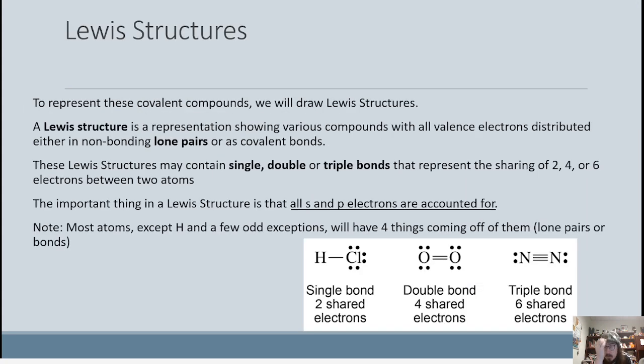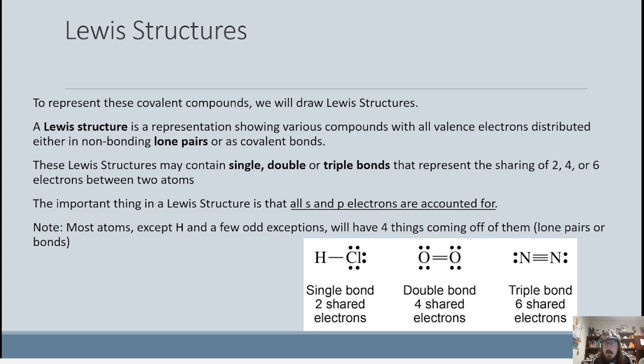So we are going to represent these with Lewis structures. Now, a Lewis structure is just a simple diagrammatic representation that shows all of our compounds and their valence electrons. This is key: valence electrons. We do not care about the inner shell electrons. We only care about the valence electrons. And these electrons will either be distributed via covalent bonds or in what we call a non-bonding lone pair.